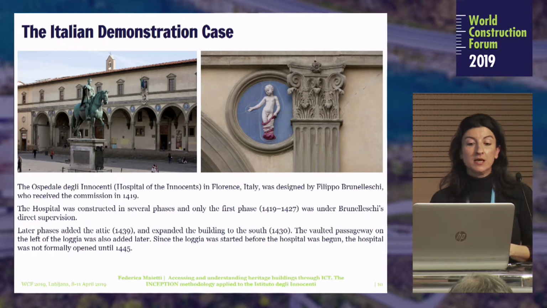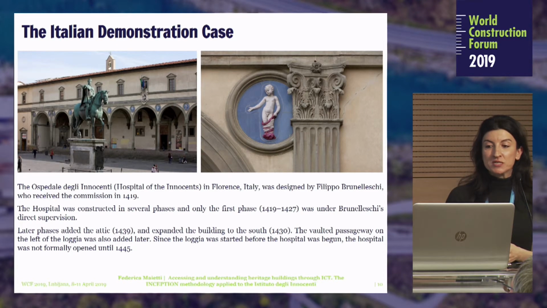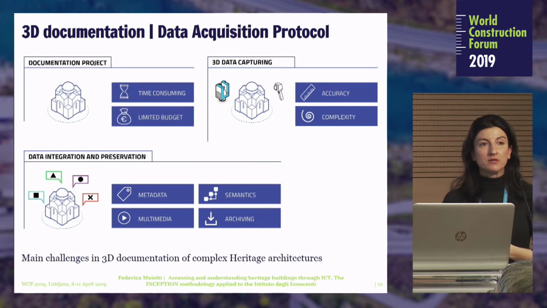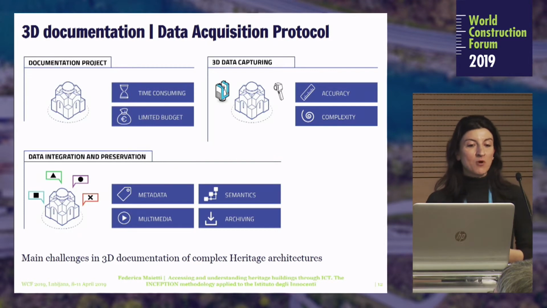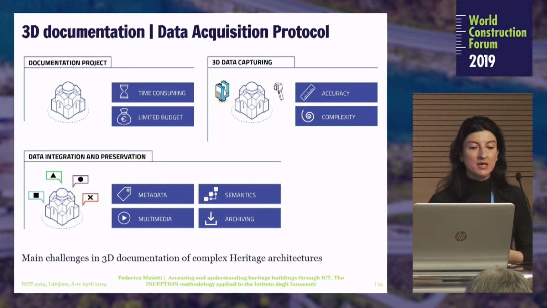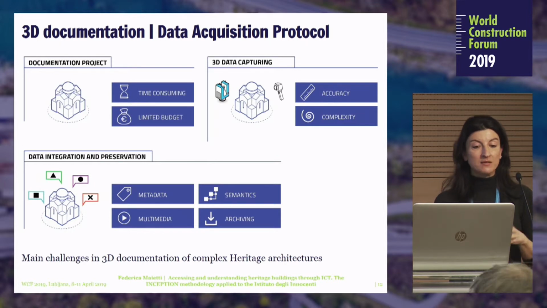The Italian demonstration case is an outstanding Renaissance building by Filippo Brunelleschi. So we decided to work on the complexity from the geometrical and historical point of view. It was a great experience setting up this protocol, the data acquisition protocol, starting from 2 main issues: time-consuming procedure and limited budget, which very often are the starting point for survey projects. Accuracy and complexity: how to put together these 2 different issues. I very often need to perform very complex 3D data capturing at a certain level of accuracy, and how to work in the direction of data integration and preservation.